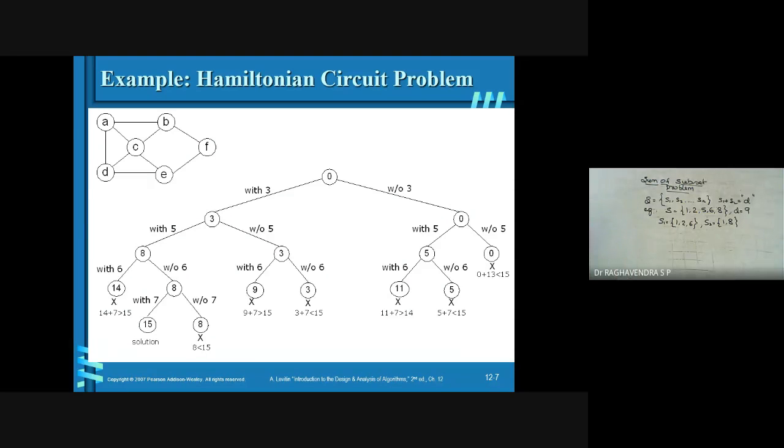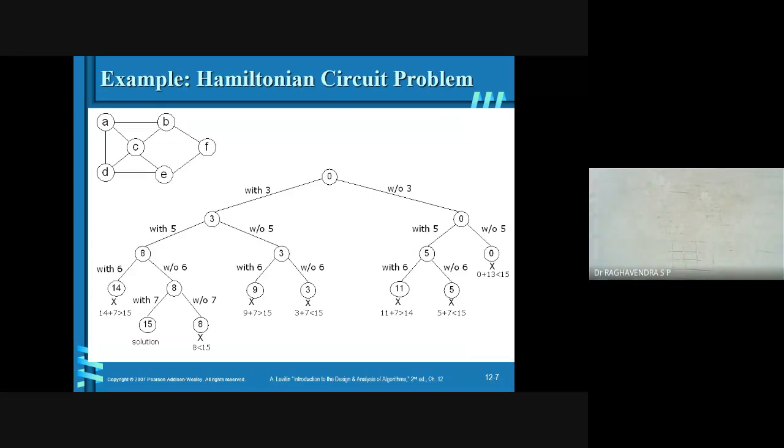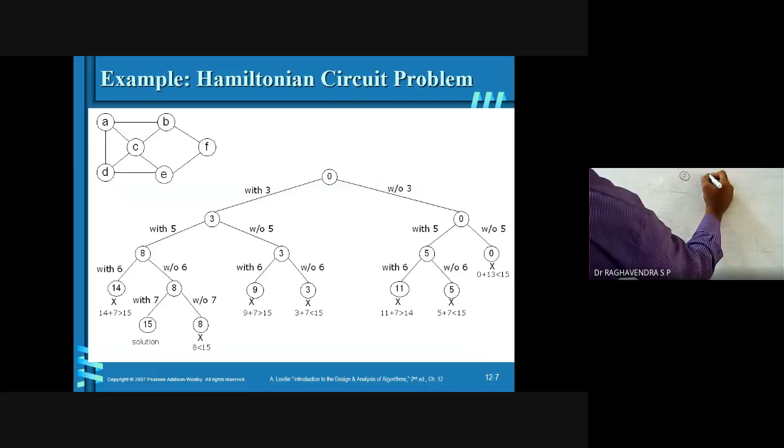Once again, we have to draw the state space tree for this. So how to draw this? Let us find out. First I am going to start with 0. 0 means nothing has been taken. So 1 is with. So what is the set?